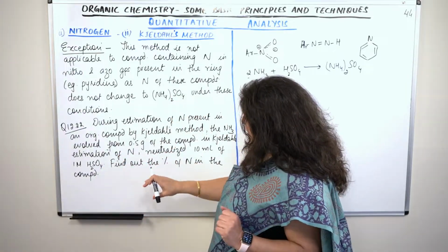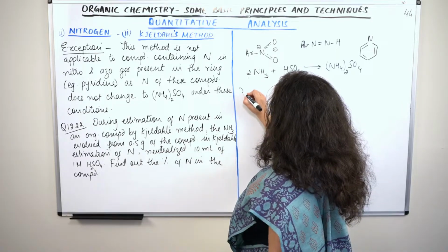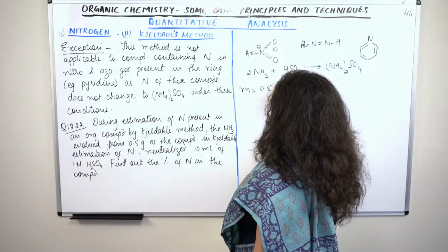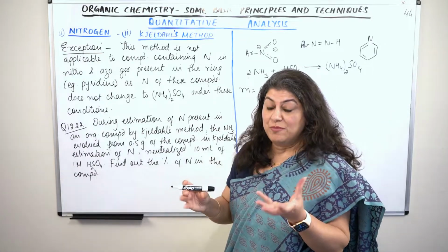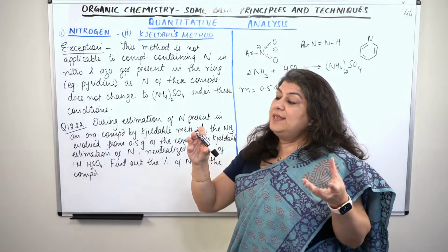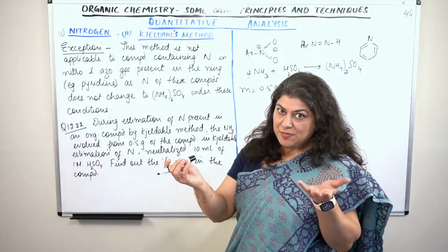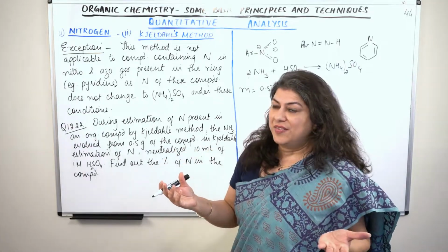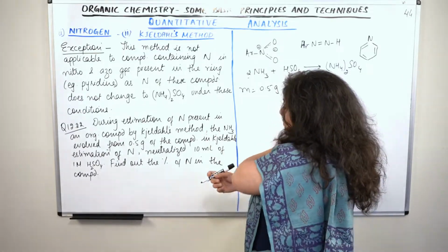So what does the question say? What is the mass of the compound? The original mass of the compound is 0.5 grams. This is the amount of compound that we have. Out of this, what amount was nitrogen? Then we'll find out the mass percentage: this amount of nitrogen is present in this mass, so how much would be present in 100 grams?